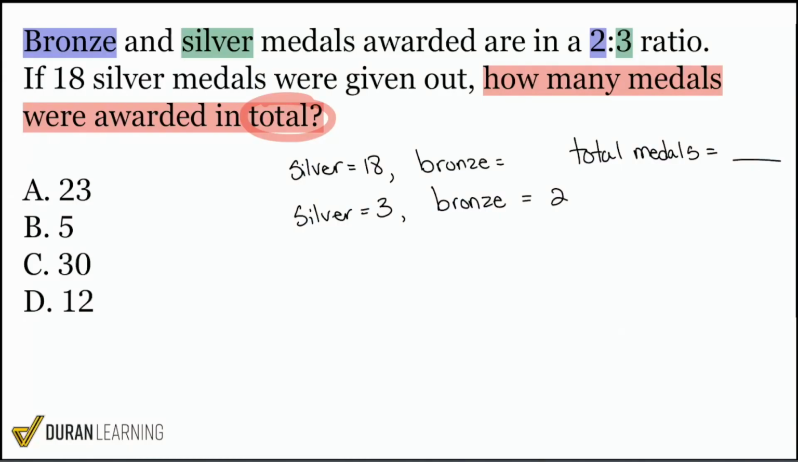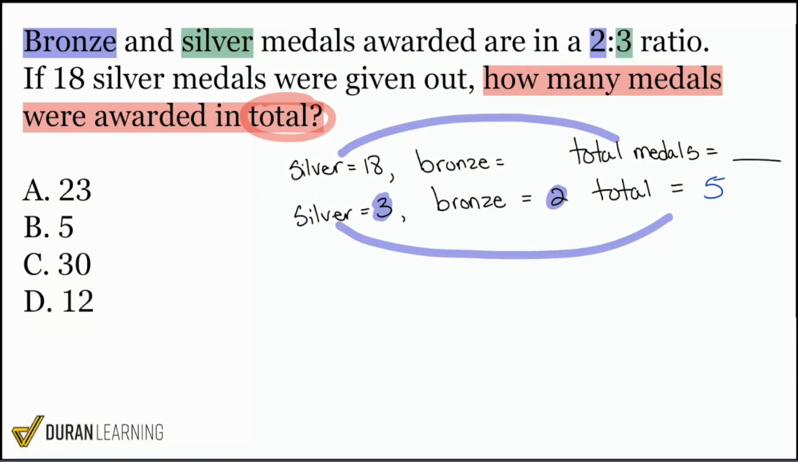It's going to be actually very straightforward because everyone, just like you said, to get a total, we're just going to add. So check it out. Silver is 3, bronze is 2. That means my total here is 5. And what I'm going to focus on is comparing silver to total, silver to total. I'm going to ignore this. I'm going to ignore that.